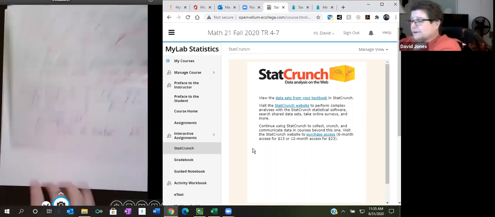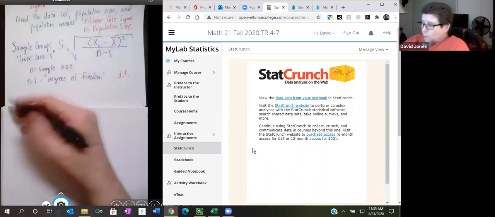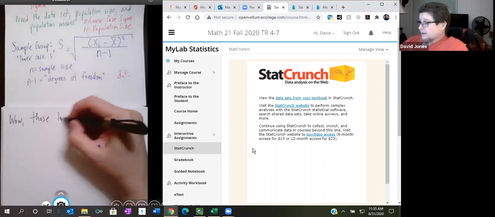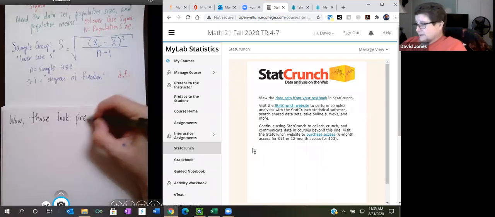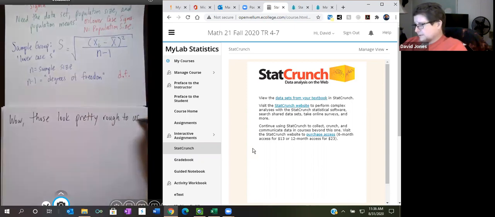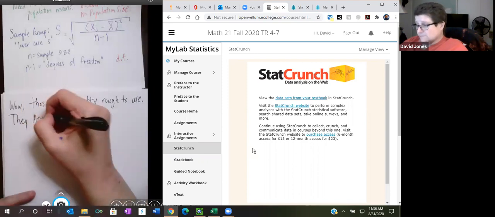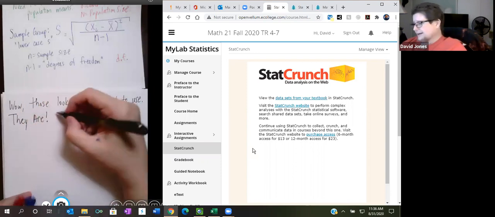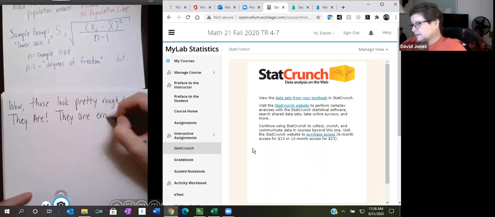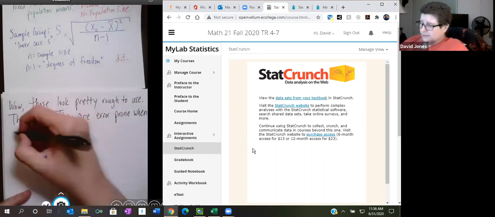So, those of you that just saw those equations, I thought, wow, those look pretty rough. Pretty rough to use. And guess what? They are. They are error prone when calculated by humans.